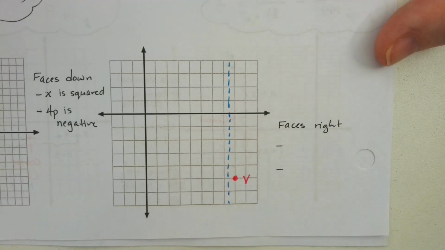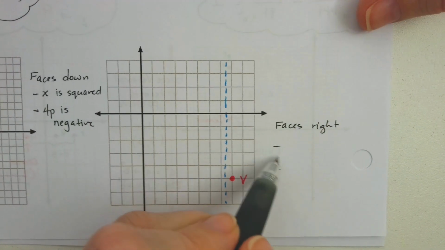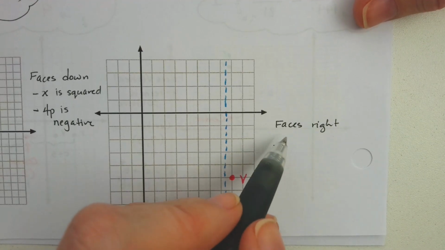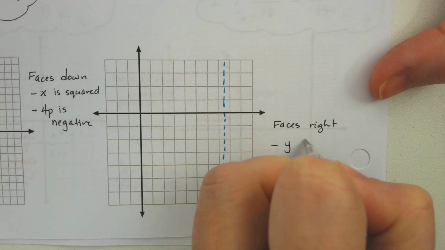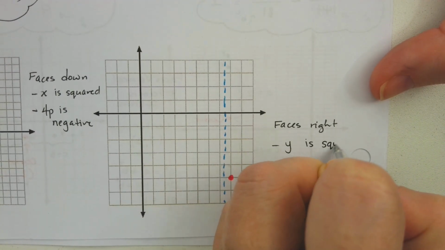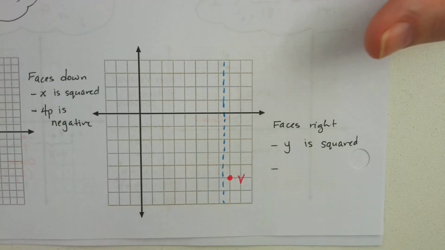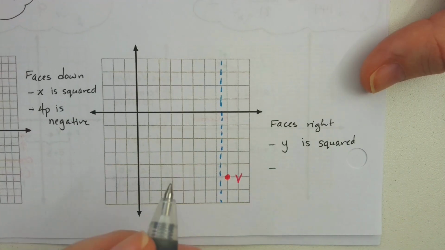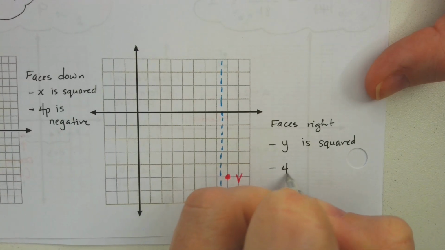So we can find two more pieces of information just based on the fact that it faces right. Is it going to be x is the squared term or y is the squared term if it faces right? Y. Y is squared. And then what else do we know if it faces right? What's going to be the sign of 4p? Say it louder. Positive. Yes, 4p is positive.